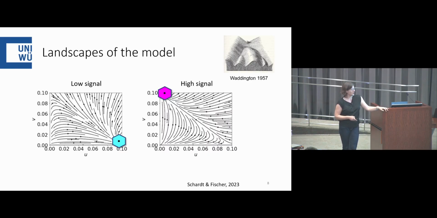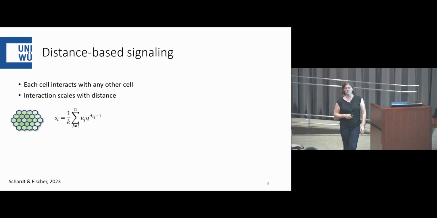But now we, of course, have to link them to the experiments. So for that, first, I have to tell you a bit more about the signal. So we have to make a choice of what our signal might look like. And what we did, and this is new, so this is not what other people did in this context, we decided on a distance-based signal. So the idea is, in this case, that each cell interacts with any other cell in the system, and this interaction scales with distance.